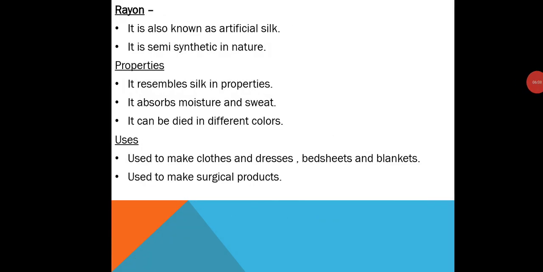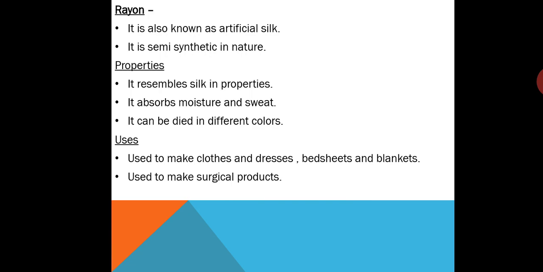Next is rayon. It is also known as artificial silk. It is semi-synthetic in nature. Why is it semi-synthetic in nature? What do we mean by semi-synthetic? Semi-synthetic means that it is made by humans, but the raw material for its making is taken from nature itself. That means the raw material is obtained naturally from plants or animals, but they are prepared in laboratories. That is why they are called semi-synthetic in nature.